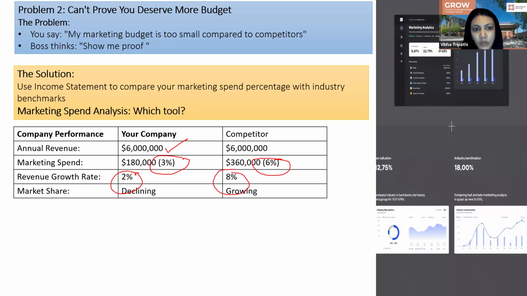So which tool did I use? I used two tools. Here, I did a common size. I quickly converted the marketing spend as a percentage of revenue. And here, I talked about the year-on-year growth.